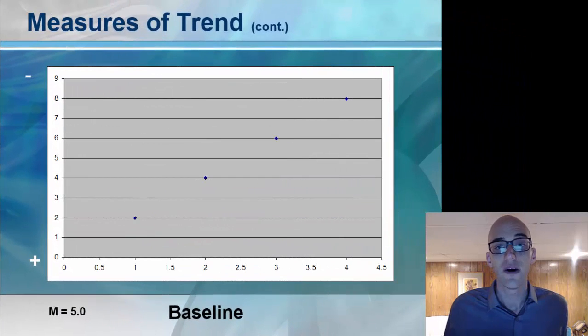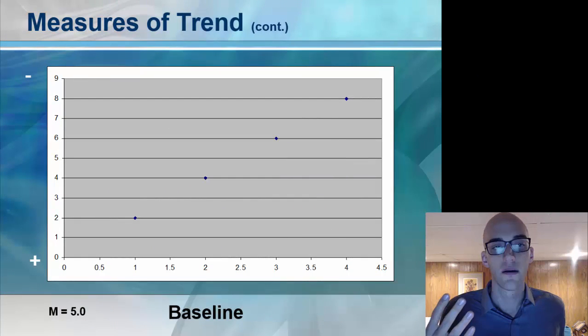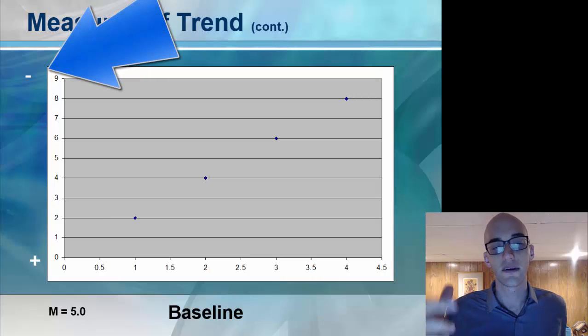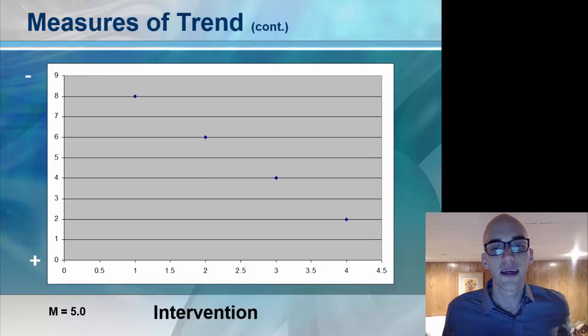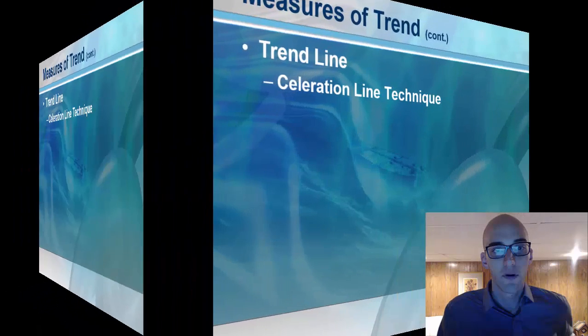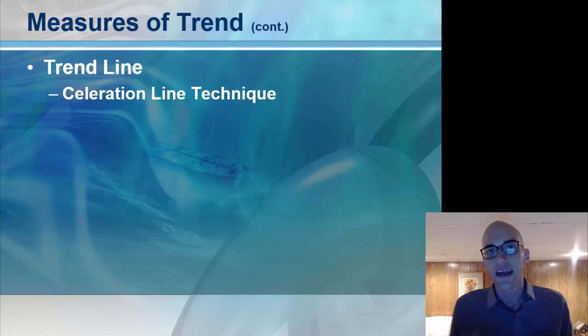So here we have a negative decreasing trend, because we can see the plus and the negative sign are flipped here. Here's the same thing, a positive decreasing trend, because the plus and the negative sign are flipped. But what can you do with that? Because you can't report the mean or the median. What you can do is report the acceleration line.